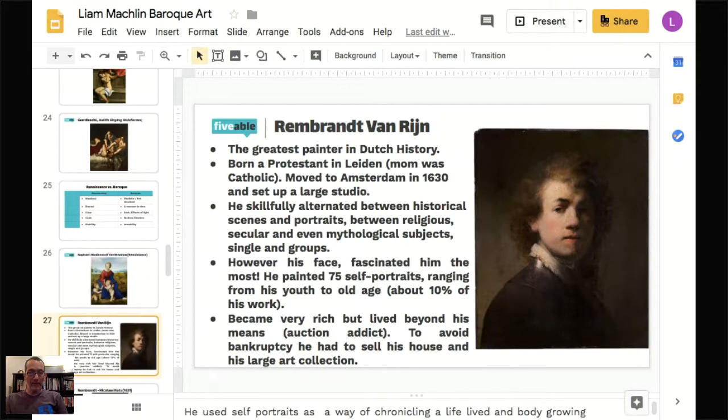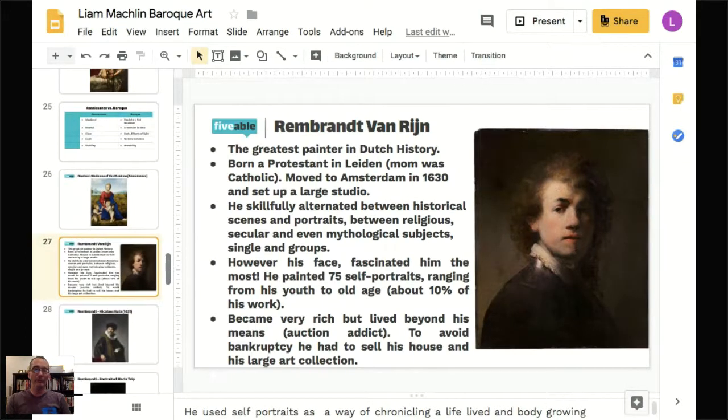Even though he came from a working class family, he became very, very rich and successful. But he was kind of a shopaholic, an auction addict. Today he would probably sit on eBay every night and bid on a lot of things. So he almost went into complete bankruptcy, and he had to sell a lot of his art and his house, which is today a museum. Sad to say, from being one of the most successful painters in the Netherlands, he ended up in very bad financial shape, having to move into really low housing, from being one of the wealthiest people in the Netherlands.